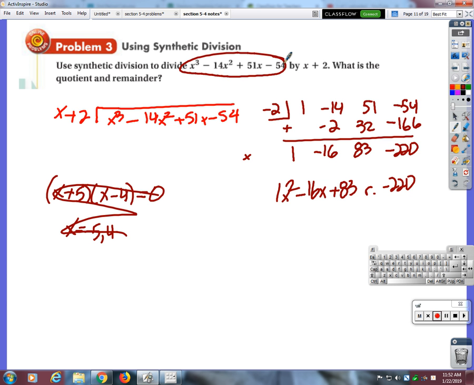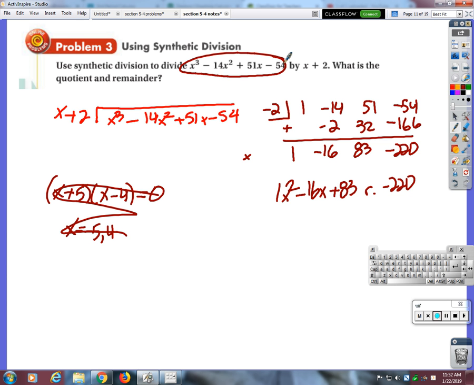I can't remember if it was in this class or first period, but I accidentally gave you some problems that had x cubed and then x squared and x and then a number, and you couldn't factor anything out. And somebody, I feel like, said, how do we factor this? This is how, by using this method.